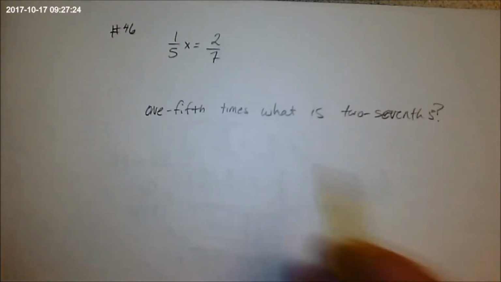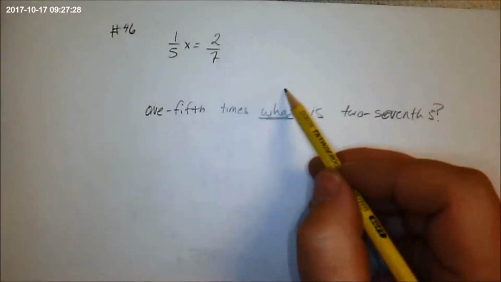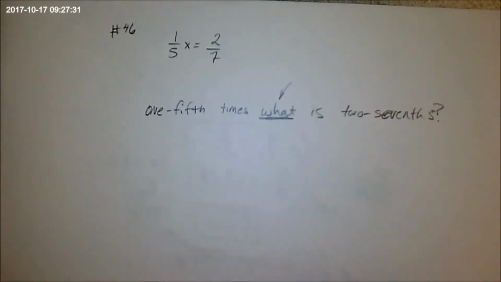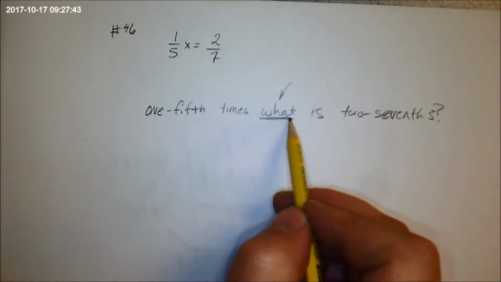So we have to figure out what? I mean, that's what we have to find out. We have to figure out what is that number, right? So we have to use inverse operations. There's only one step, so it's not so difficult. We don't have to worry about which to do first. There's only one thing.